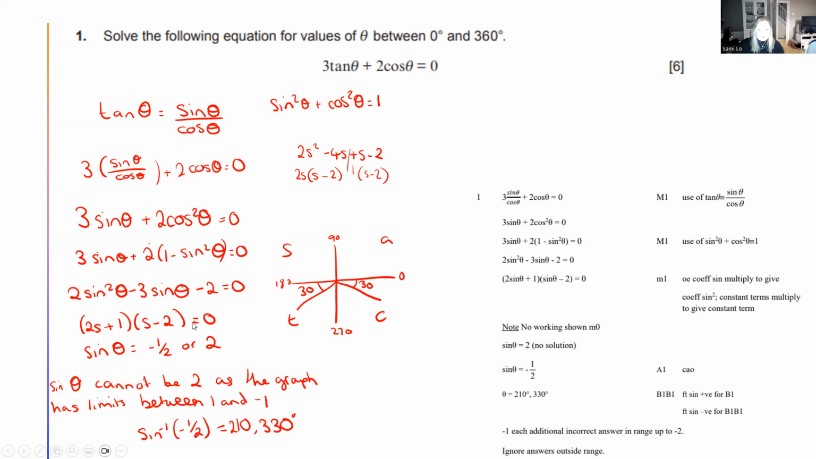Our third mark then was for factorizing. So we factorized into our brackets here. So that gave us our third mark. Our fourth mark then was noticing that there was no solution for sine theta equals 2. So that's what we've set here. And sine theta equals minus a half was basically part of our A1 as well. And our last 2 marks were for our different values. So we got 1 mark each for those.